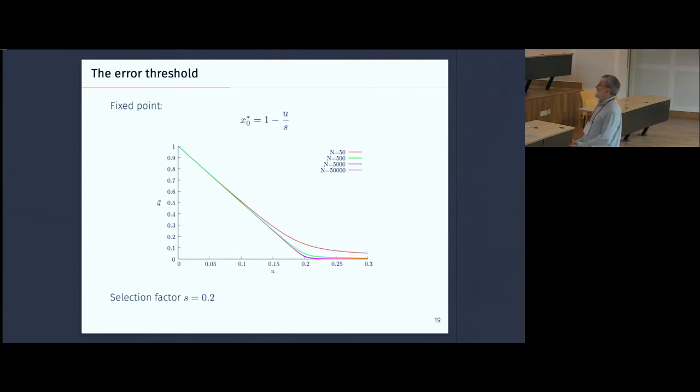If you have L loci, you have 4 to the L sequences, if you like. You have an enormous number, and then the wild type is just one among them. So it has a practically vanishing frequency. Almost equally populated. The wild type is not populated.